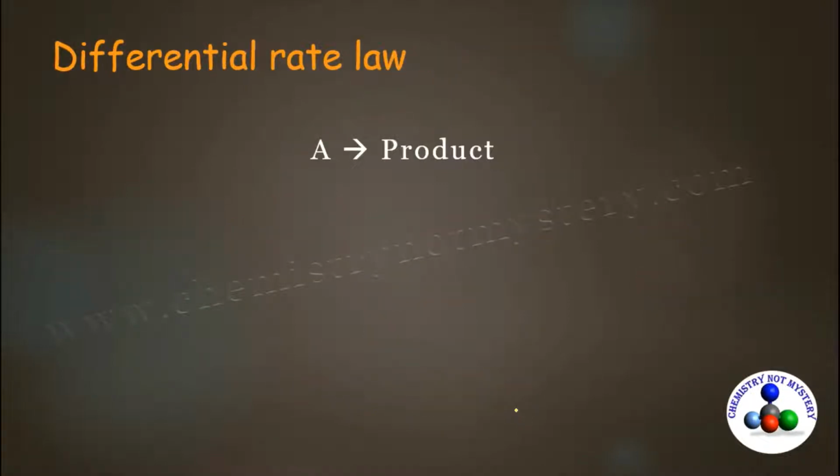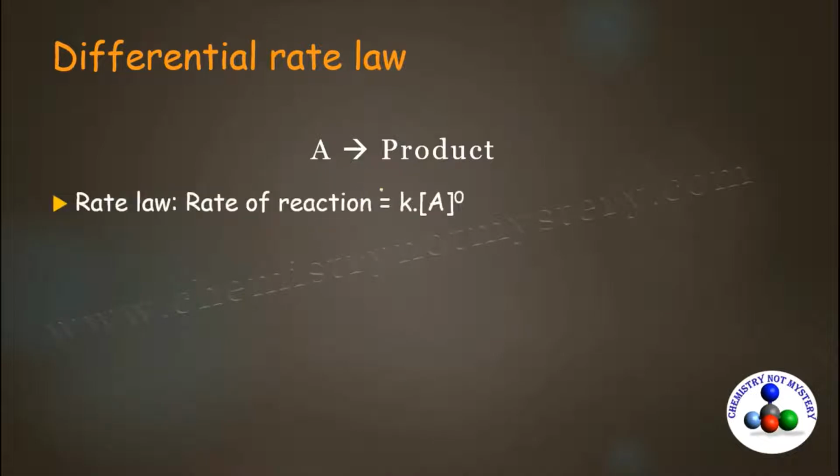Now come to the differential rate law. When you write the rate law for this equation, you will get rate of reaction is equal to rate constant multiplied by reactant concentration raised to the power 0. And rate of reaction can also be expressed in terms of decrease in reactant concentration with respect to time. So you will get another equation, rate of reaction is equal to minus dA over dt, as both the terms express the rate of reaction.